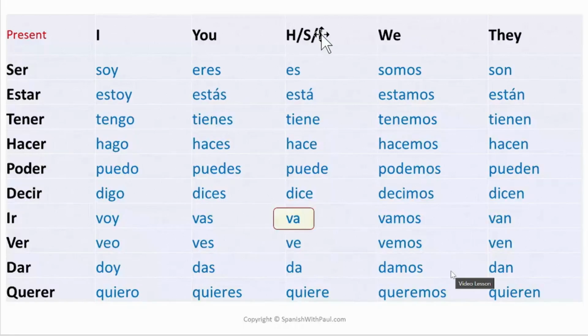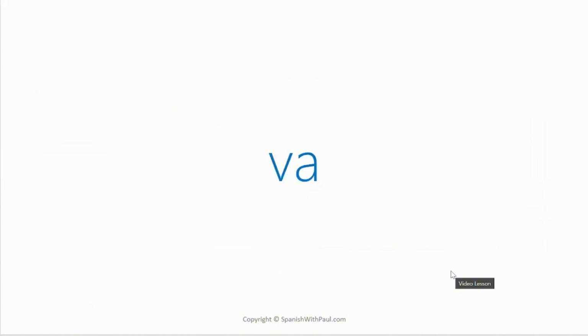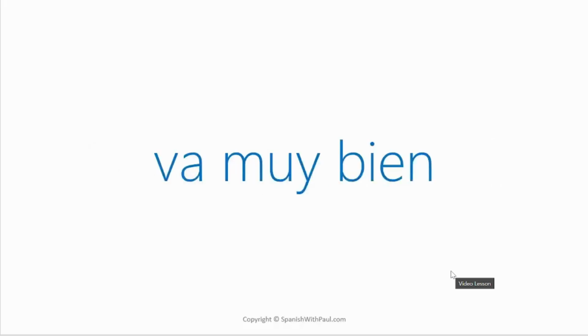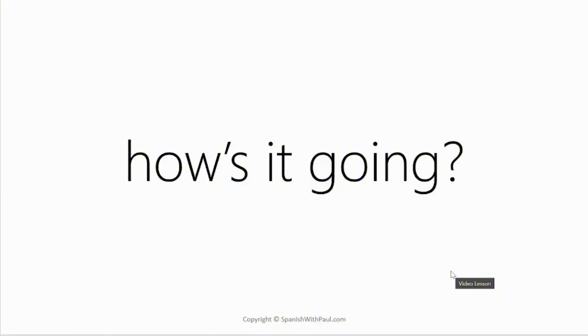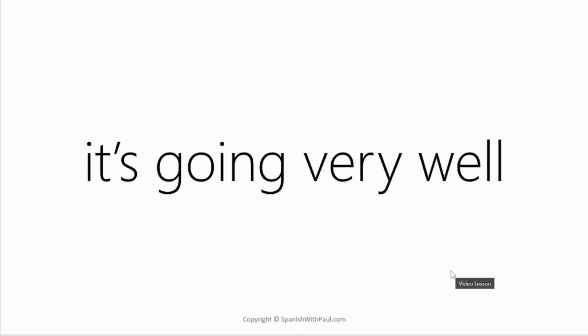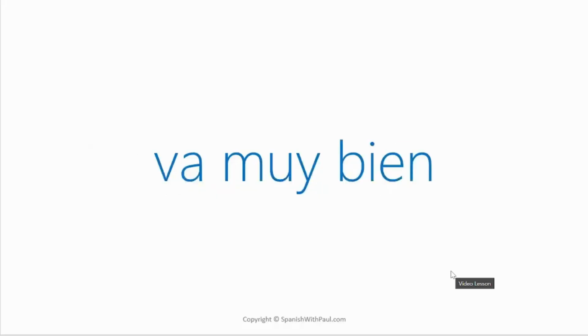Let's go back to the present tense and find the sound for it goes. So we're in the middle column here, he, she, it, down to the verb to go, and the sound is va. Va on its own will mean it goes. It could also mean it's going, so either way, it goes or it's going. How would you say it's going very well? Va muy bien. What's the word for how? ¿Cómo? How's it going? ¿Cómo va? It's going very well. Va muy bien.